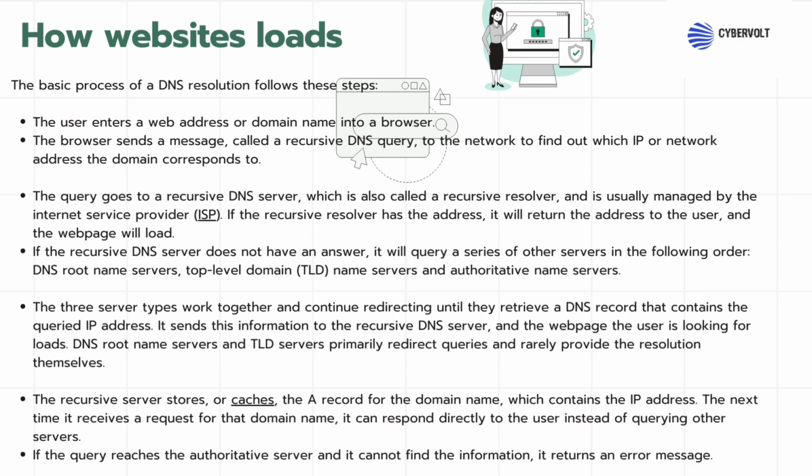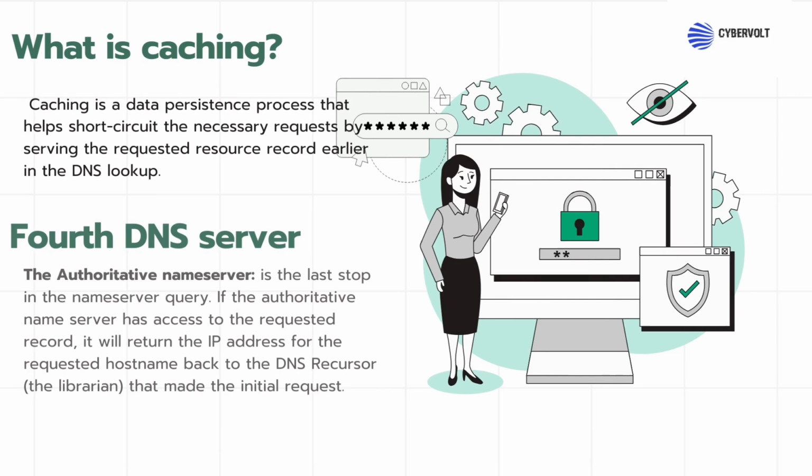DNS root name servers and TLD servers primarily redirect queries and rarely provide the resolution themselves. The recursive server stores, or caches, the A record for the domain name, which contains the IP address. The next time it receives a request for that domain name, it can respond directly to the user instead of querying other servers. If the query reaches the authoritative server and it cannot find the information, it returns an error message.